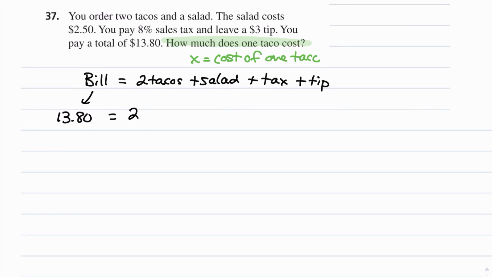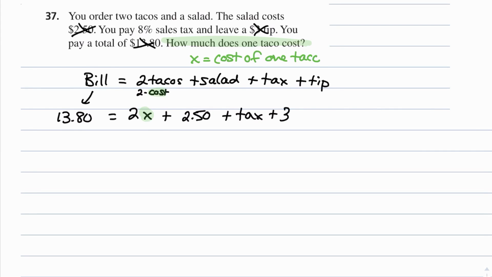Now, how much would 2 tacos cost? Well, it would be 2 times the cost of 1. But that's what we don't know, right? The cost of a taco was our variable. So I don't know how much the tacos are going to cost me. I do know that the salad, because it told me right here, was $2.50. So notice how I'm kind of crossing out some of the numbers we've used. We're going to figure out tax in just a second, and then we paid a $3 tip.